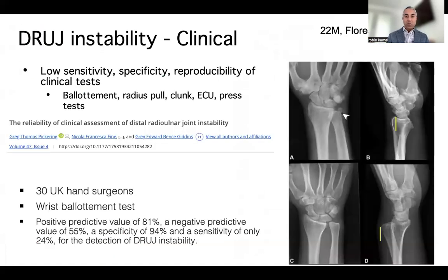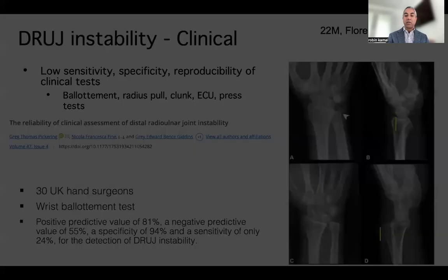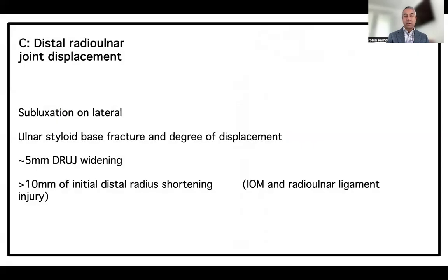There's a number of ways in which we can also try to diagnose DRUJ instability clinically, both by ballottement and other tests, but they generally have low inter-rater reliability and are not sensitive. So we oftentimes stick with these at least clinical or these radiographic ways of diagnosing DRUJ instability.